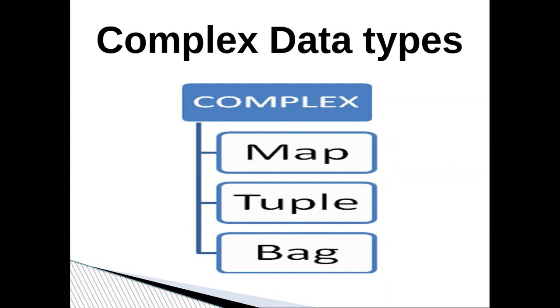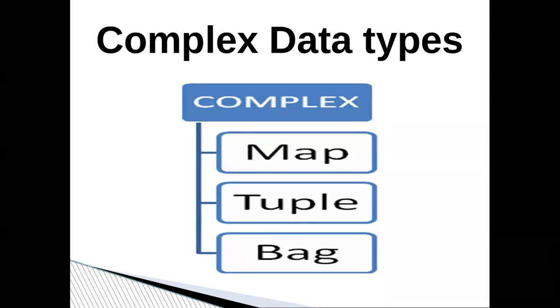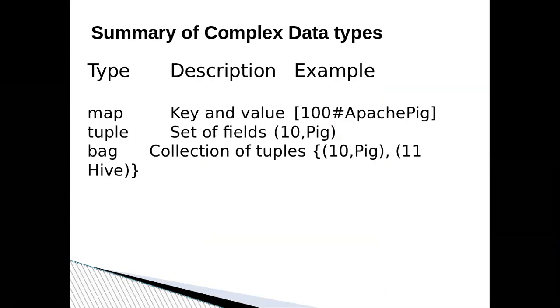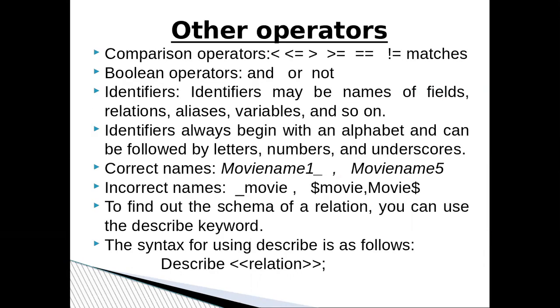Whenever we are using operators in Pig, these data types will come in front of you every time. You'll be using them in actuality, so we will discuss them once we are analyzing data. These are the examples for your map, tuple, and bag. You can see, map is a key and value pair. Tuple is a set of fields, in parentheses. Bag is a collection of tuples, in curly braces, and map is in square brackets. Remember this, right?